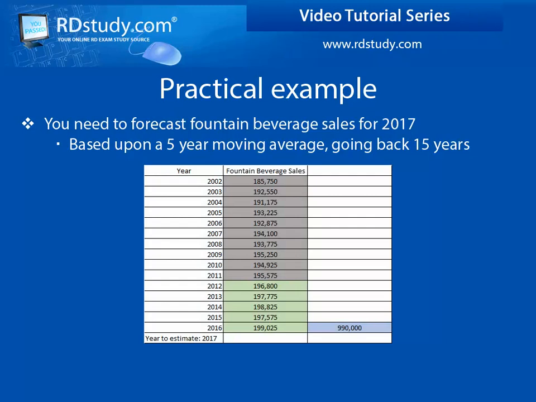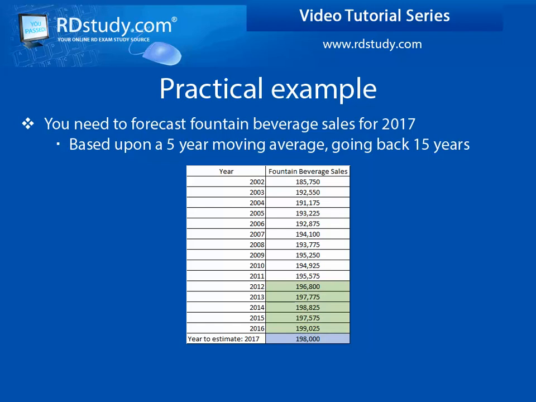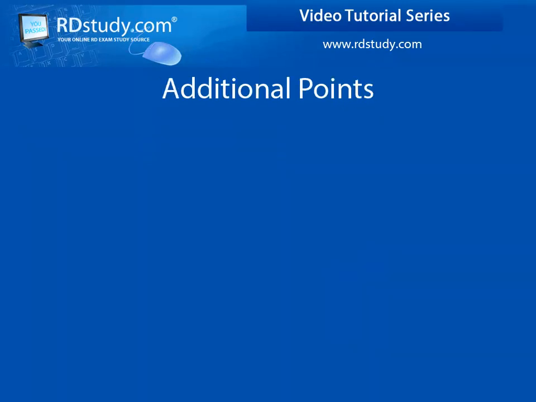Totaling up the last 5 years of our data, our result is 990,000. Now to get the average, we divide by the total number of years, which is 5, and our result is 198,000. This is our forecasted value for next year. Some key points that need to be mentioned.